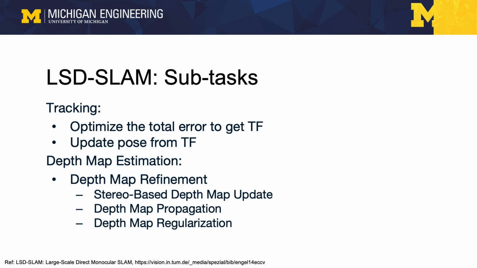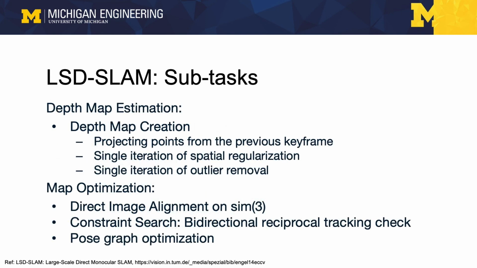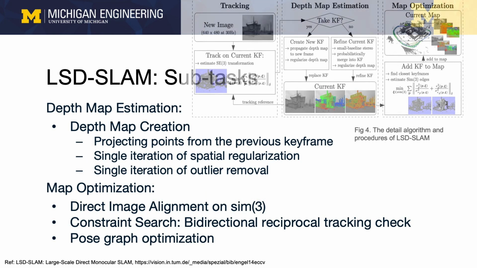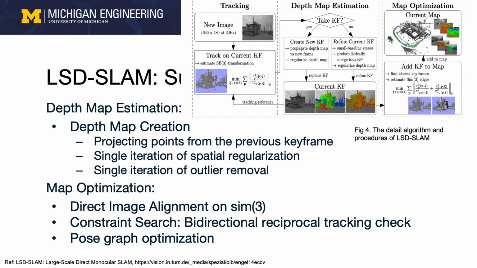For the first part, tracking, we optimize the total error to get the transformation, and we update the pose from the transformation. For the second part, depth map estimation, we have two main steps. The first step is depth map refinement, and the second part is depth map creation. You can see more details here in the pictures. Finally, we can see the map optimization. You can get pose graph optimization from this part.